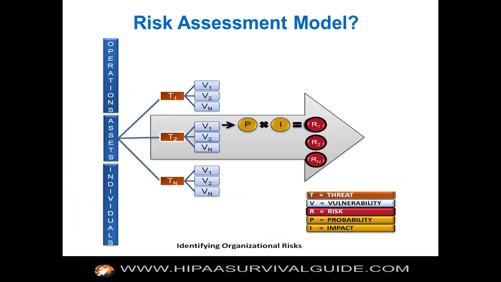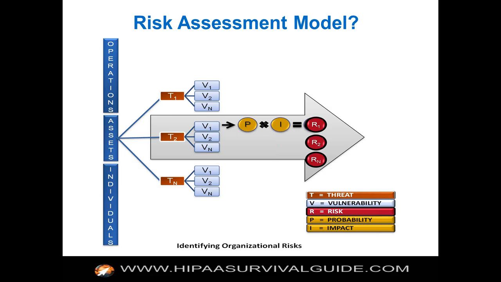So we talked about that. This is the conceptual model here, okay? Operations, assets, and individuals, those are the security objects that controls are being applied to and that threats can exploit. A particular threat can exploit more than one vulnerability. So T1 can exploit V1, V2, VN, right? T2 likewise. But when you're calculating risk, you're looking at a particular threat vulnerability pair. So here we would be looking at T2, V1, calculating the probability that the threat will actually exploit that, calculating the impact to the organization, and then assigning a risk level to that threat vulnerability pair. That's the conceptual exercise that you're trying to do in a risk assessment.